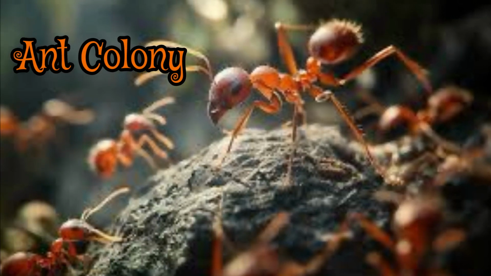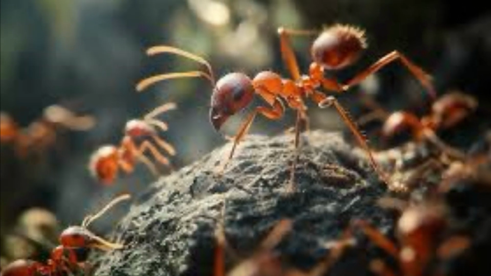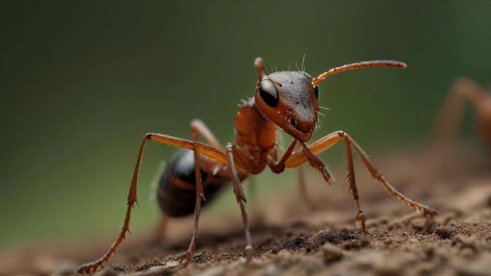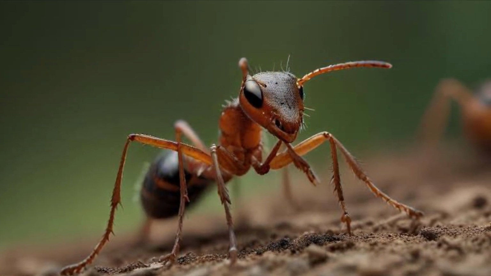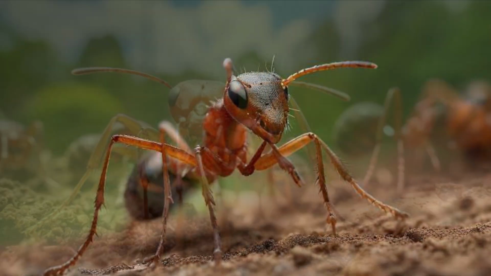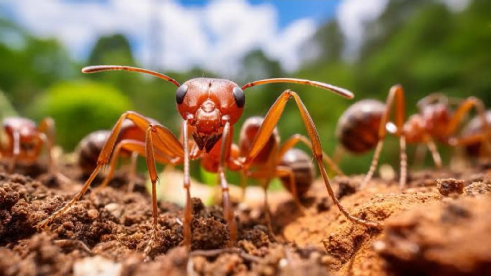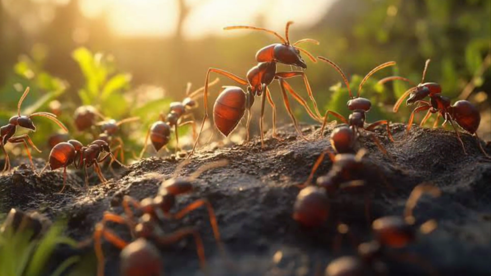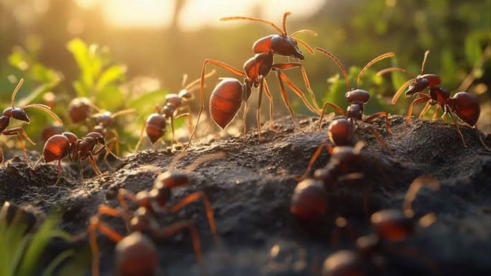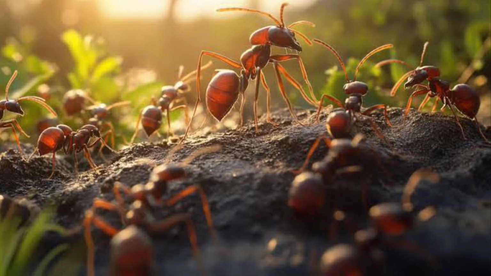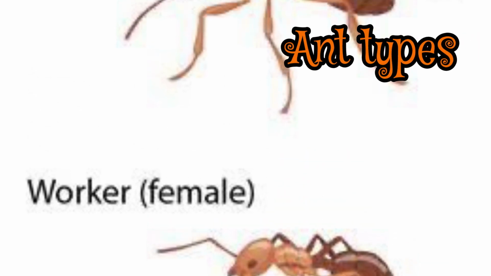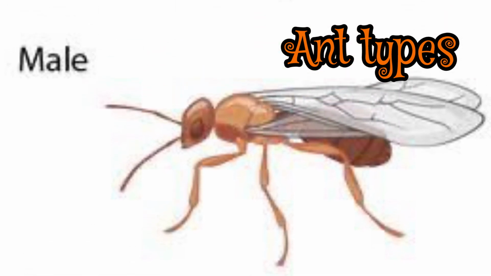Ant colonies. Ant colonies are made up of different types of ants, each with a specific role. The structure of an ant colony includes the number and types of ants, the nest architecture, and the task each ant performs. Let us first talk about the ant types.